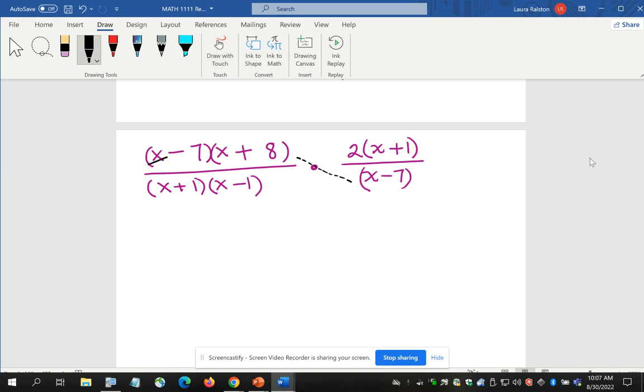Okay, so I notice I have an x minus 7 and an x minus 7. On the other diagonal, I have x plus 1 and x plus 1. Then I check vertically. So I'm simplifying on the bow tie. X plus 8 and x minus 1, there's nothing in common. I have a 2 left in the numerator, so there's nothing in common. So what I have left is 2 times x plus 8 all over x minus 1, and that's your answer.